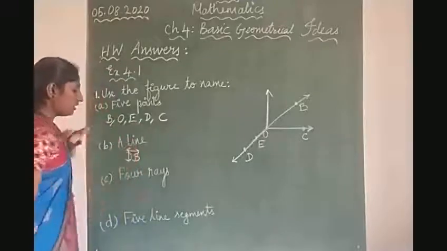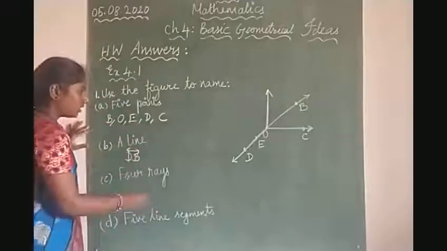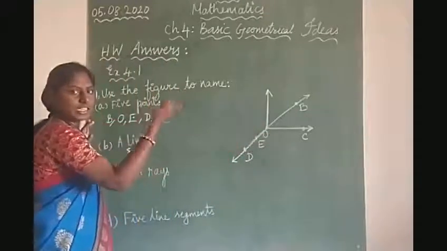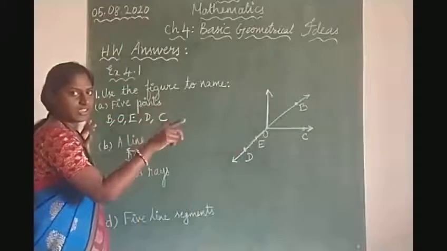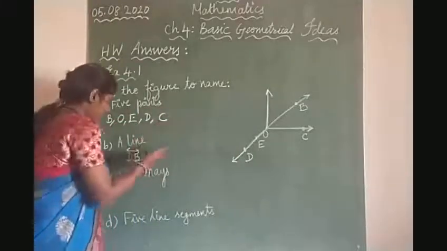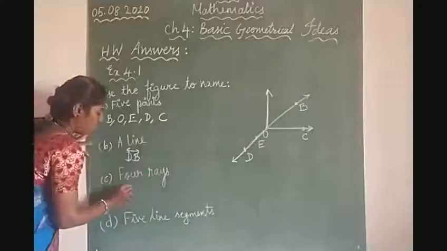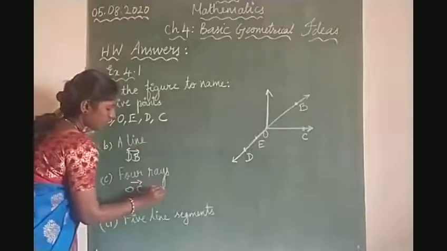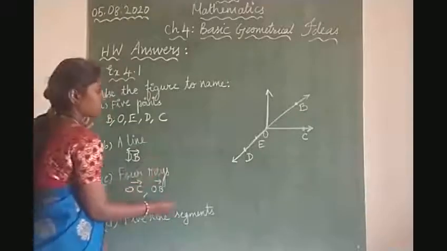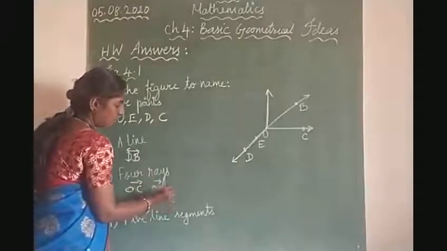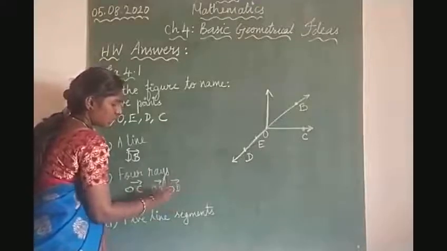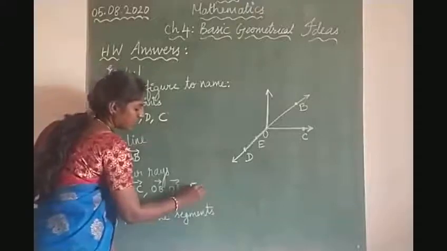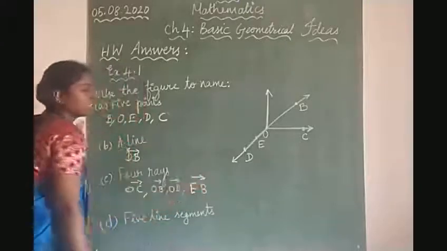Okay. Fine. Then 4 rays we have to name. Okay. So what is a ray? It has one end point and the other side it is not having any end point. It is extended. Okay. Without any end. So you can write OC, OB. Okay. Then OD. Then you can write EB also. Okay. So is it clear?